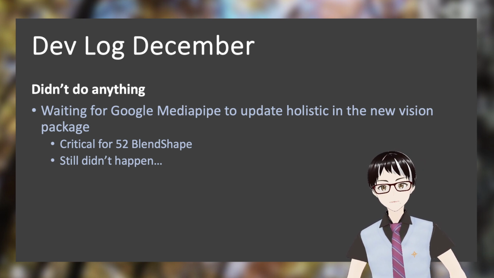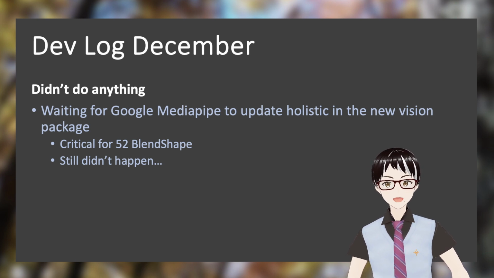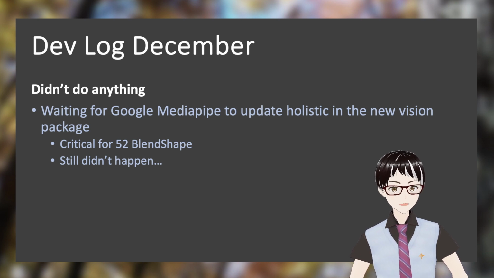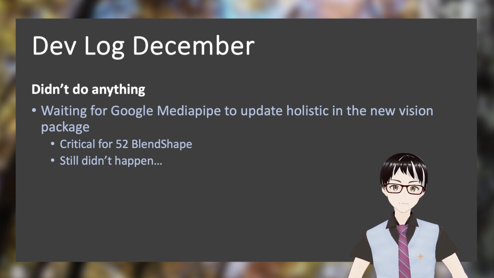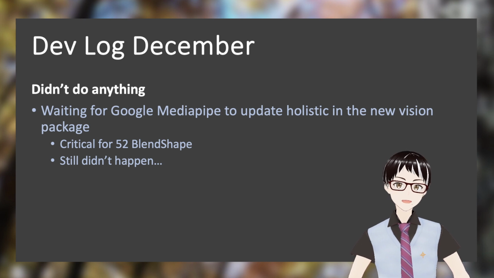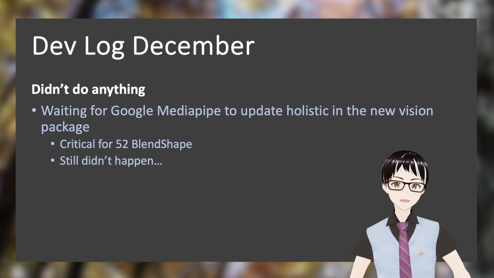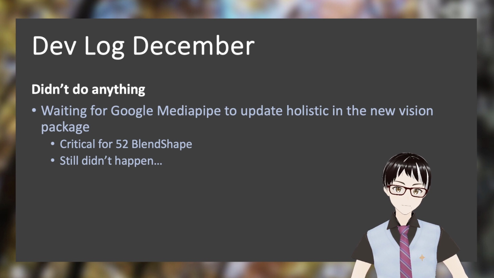In December, we planned to integrate the new holistic model. In the GitHub discussion, Google MediaPipe claimed that they planned to update it. However, it didn't happen. So we still haven't got a new version of the holistic model that supports the 52 blend shapes. We'll also need a new holistic model in the new Vision package, which is a brand new framework compared to the current framework that we were using.